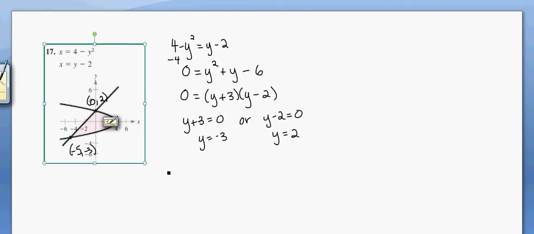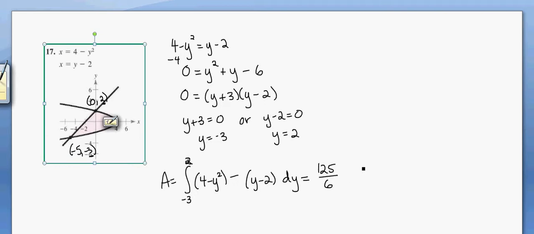Okay, so in terms of y, we're working sideways. The function that's always on the right side is the sideways parabola, and we subtract off the line, because the line is always on the left. It's the curve on the right minus the curve on the left. Our y bounds are from -3 up to 2, so we integrate the parabola, 4 minus y squared, minus the line, y minus 2, dy. We can evaluate this, and we should get a value of 125 over 6. Okay, so that's working in terms of y.